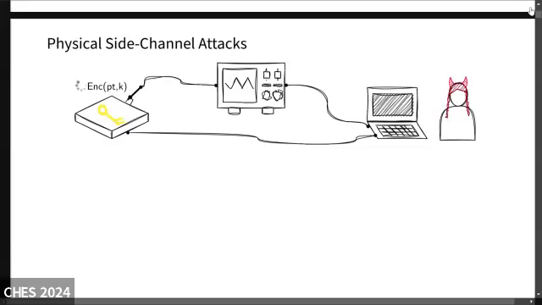So this presentation is about physical side-channel attacks. We've heard a lot about that already today, so I'm going to keep it short. Essentially, you have an attacker, you have a device that stores a cryptographic key, and you want to attack that device in order to find out the key.